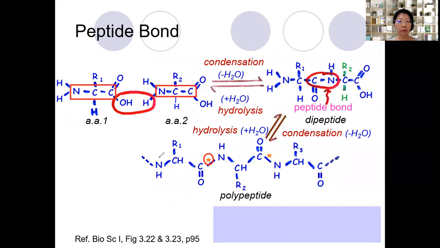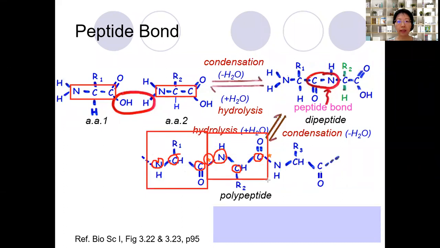So here, can you see here? N, okay, C, and C. So this is one amino acid residue. And this is N, C, C. So this is the second amino acid residue, followed by the third, and so on. So this is one amino acid residue, NCC. And this is another amino acid residue, NCC.